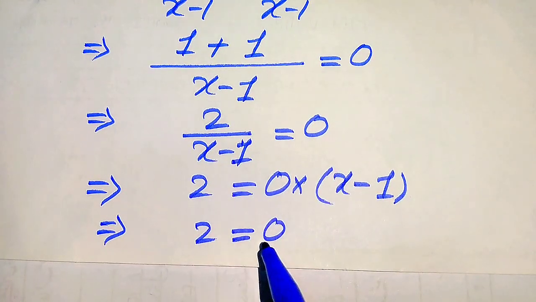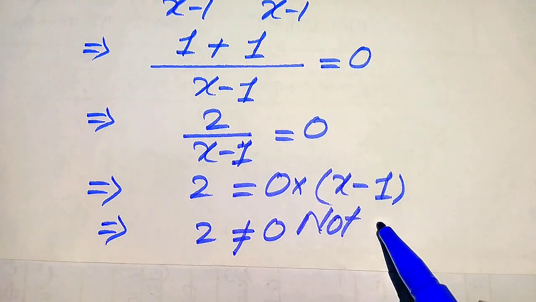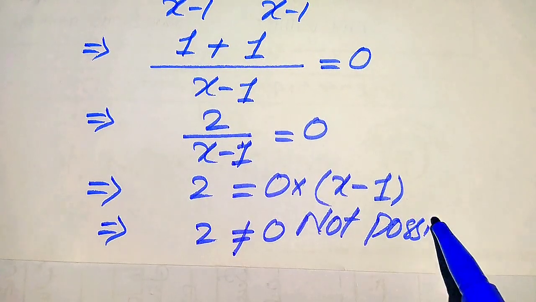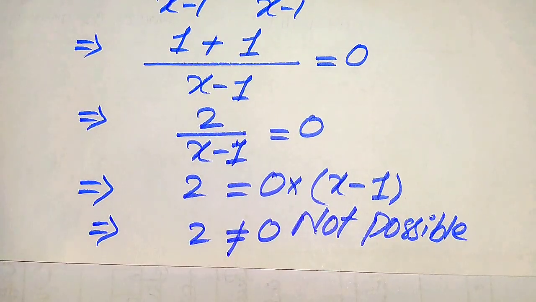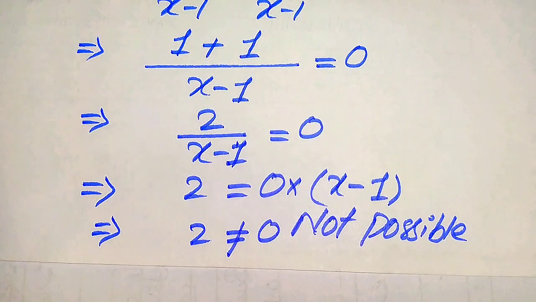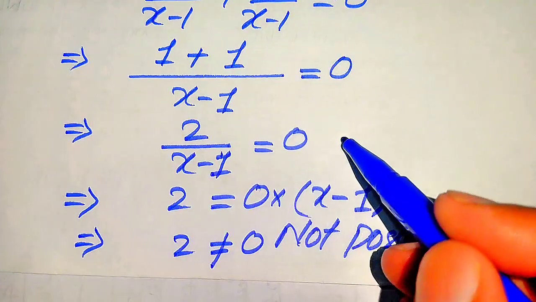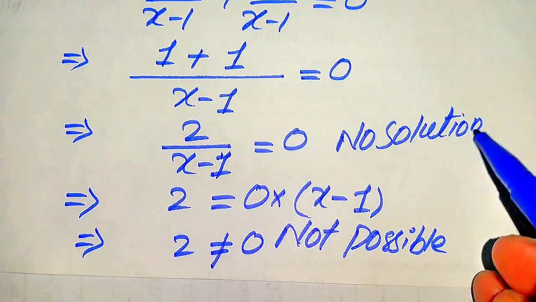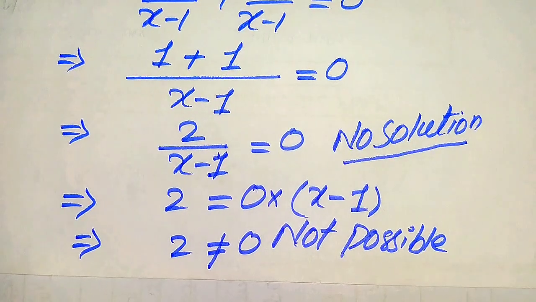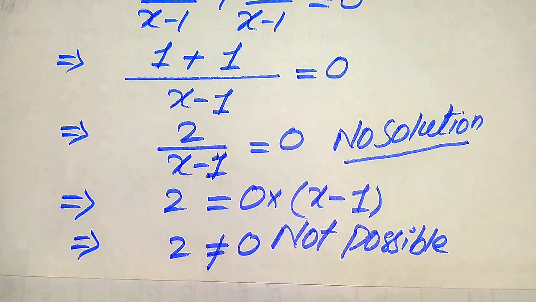You see that 2 is not equal to 0. This is not possible, so we just write that it is not a possible condition. We cannot find the value of x from the second method either. So in the second method we also say that our given equation has no solution. This is our final conclusion of this problem, and I hope you like both of these methods.